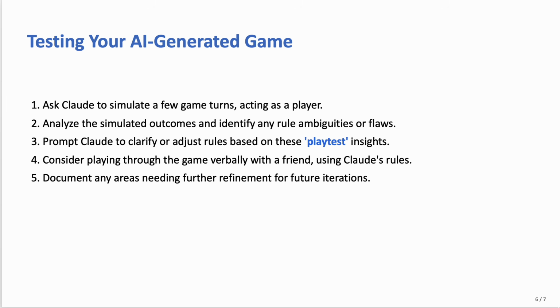Then, guys, testing your AI generated game. Ask Claude to simulate a few game turns, acting as a player. Then analyze the simulated outcome and identify any rule ambiguities or flaws. Then prompt Claude to clarify or adjust the rules based on these playtest insights. Consider playing through the game manually with friends using Claude's rules. Document any areas needing further refinement for future iterations.